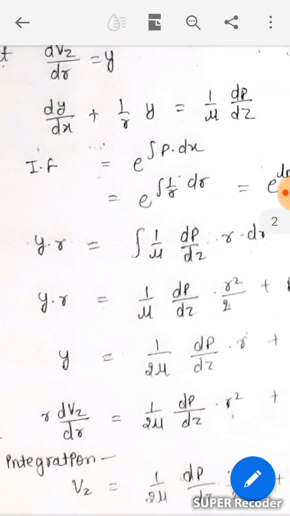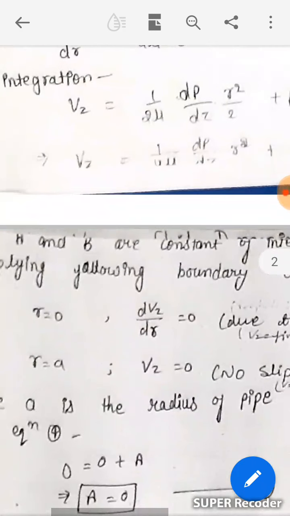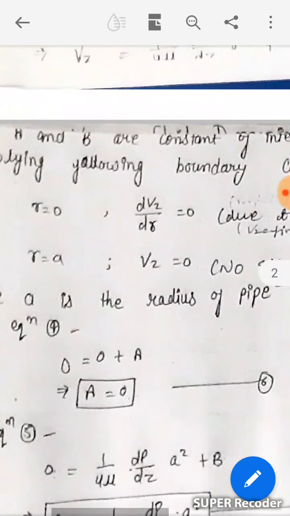And then we again integrate it, then we get Vz is equal to 1 by 4 mu dp by dz into r square plus A log r plus B, where A and B are constants of integration, to be determined by applying the following boundary conditions. When r is equal to 0, the boundary condition is, due to symmetry, delta Vz upon dr is equal to 0. When r is equal to a, this is known as the no slip condition, then Vz, the velocity component along z, is 0. So here a is the radius of the pipe.